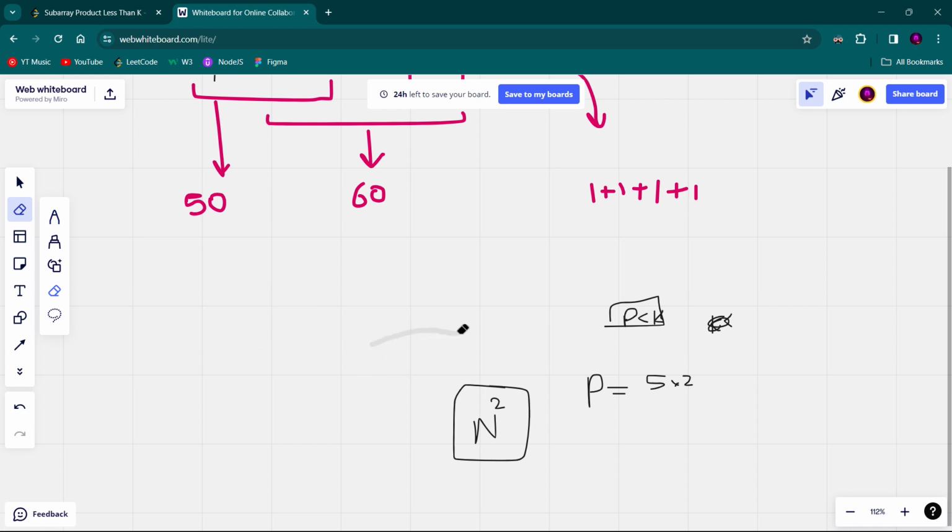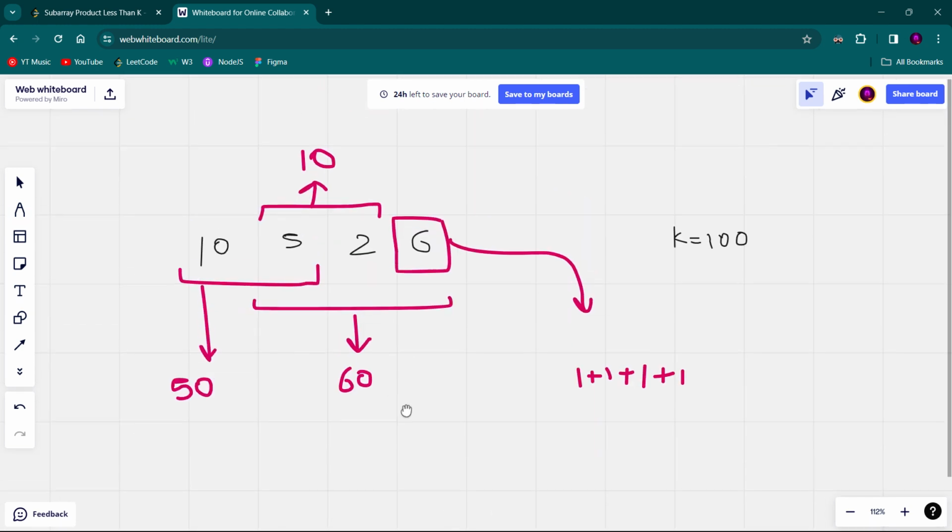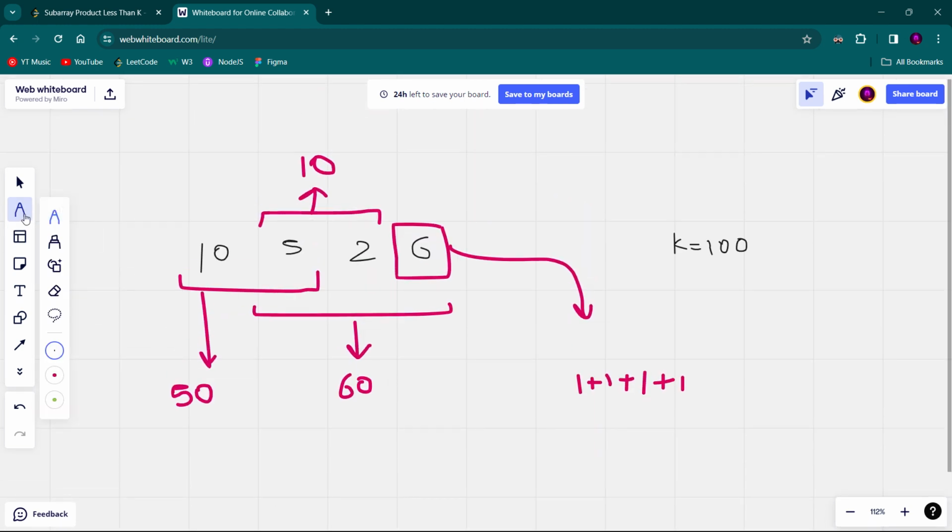What is a good approach? I have to find the subarrays. That subarray either can go from this to this, or can go from this to this. So how can we find that? Let's take the example here. This is a great example.